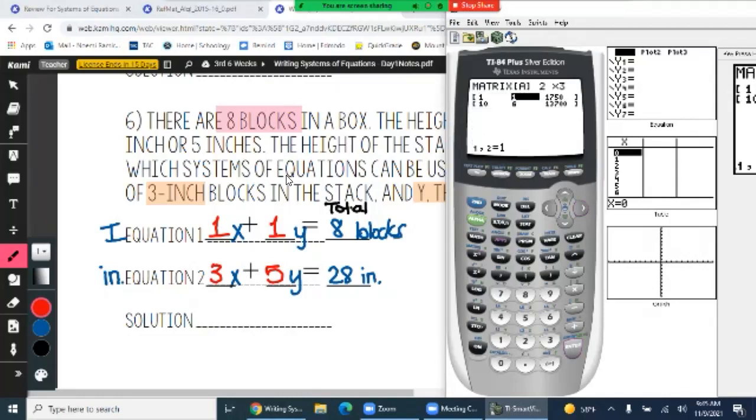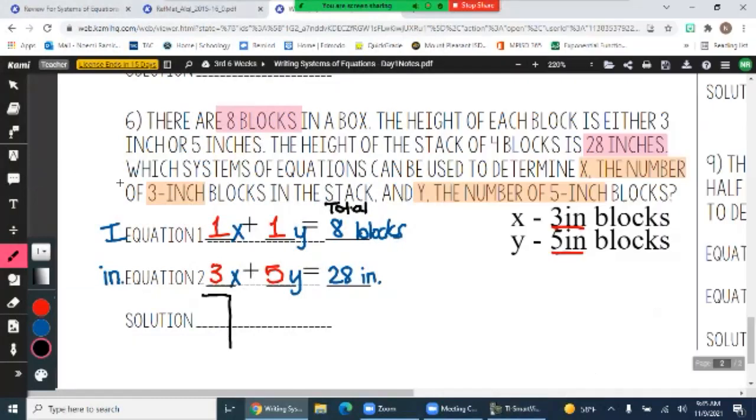1, 1, 8. Nope. And then 3, 5, 28. Second quit, back into matrix. I've been putting alpha B for those of you confused. And there it is, 6 and 2. So yeah, it was supposed to be 8. So that 4 should be an 8. 6 and 2. That means we have a total of 6 X, so 6 3-inch blocks. And then 2 5-inch blocks. Okay.